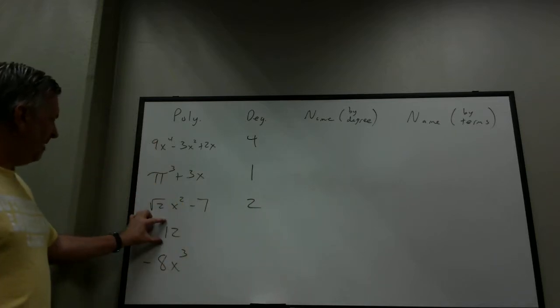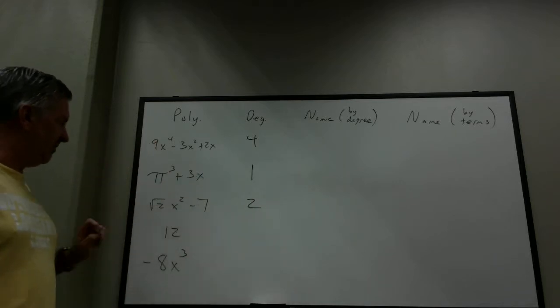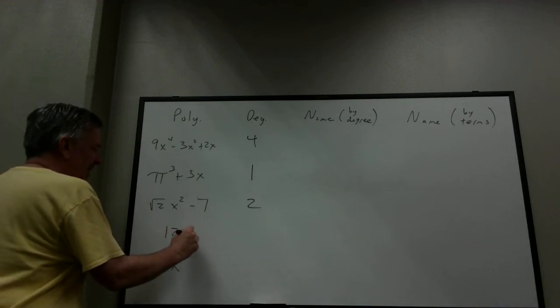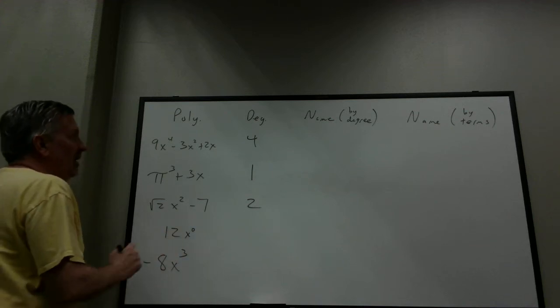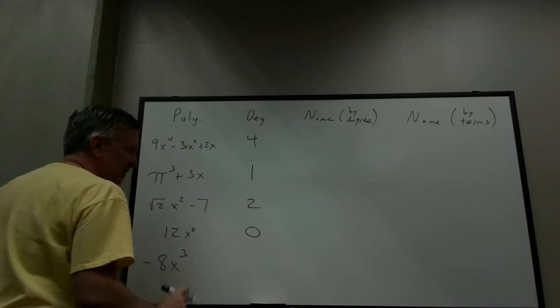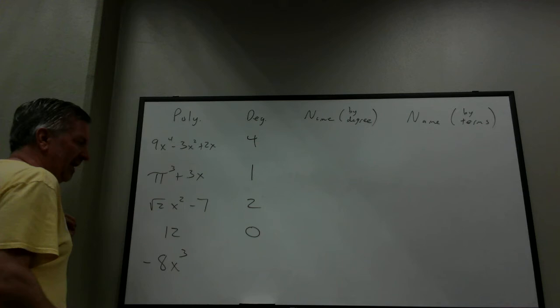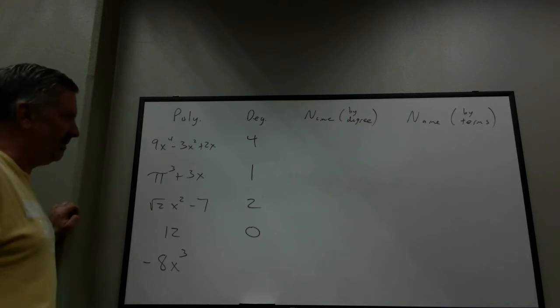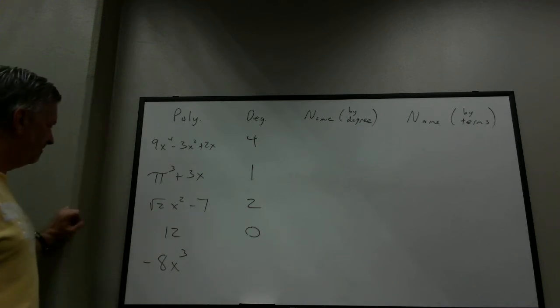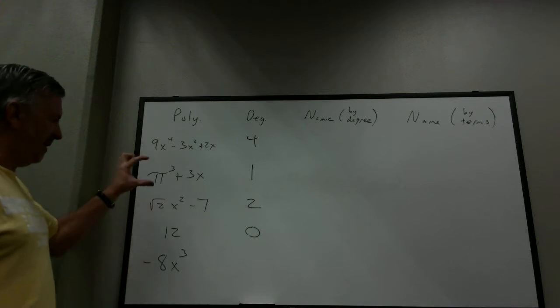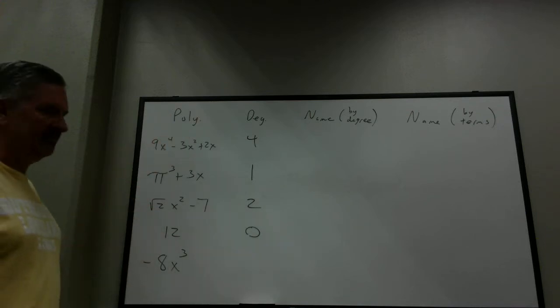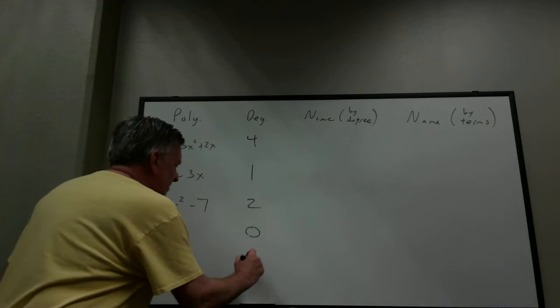Now what about the 12? See, there's no x. But I mentioned a second ago, the constant term, you can think of that as being times x to the 0. So the degree of this polynomial is actually 0. So if there's no x, if you just have, like 12, if it's just a real number besides 0, we'll say degree 0. The number 0 polynomial doesn't have a degree. And then the last one, the degree is clearly 3. Okay.